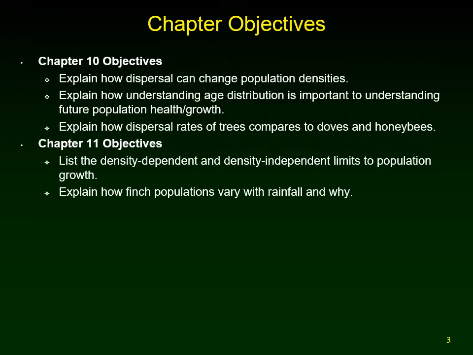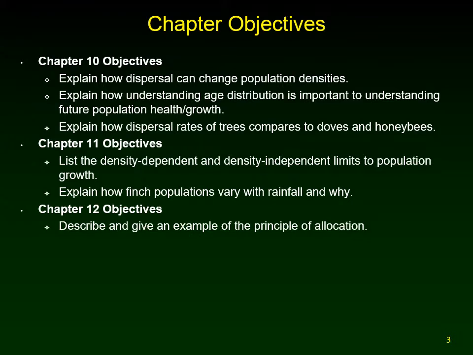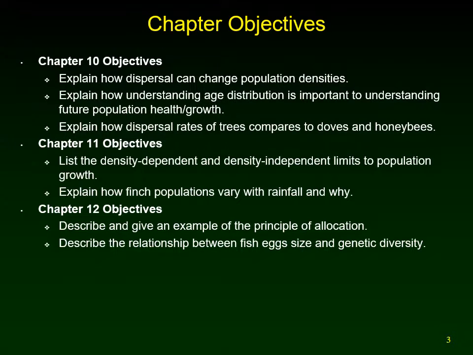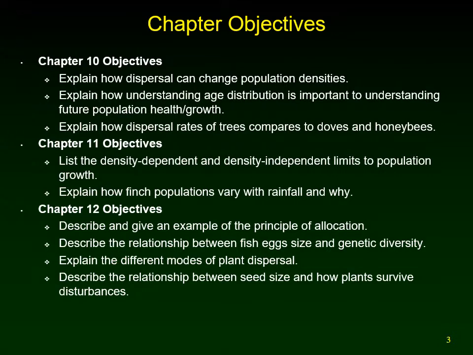We'll be looking at how finch populations vary with rainfall and why. And for chapter 12, we'll be looking at an example of the principle of allocation, describing the relationship between fish egg size and genetic diversity, and explaining the different modes of plant dispersal. And lastly, describing the relationship between seed size and how plants survive.